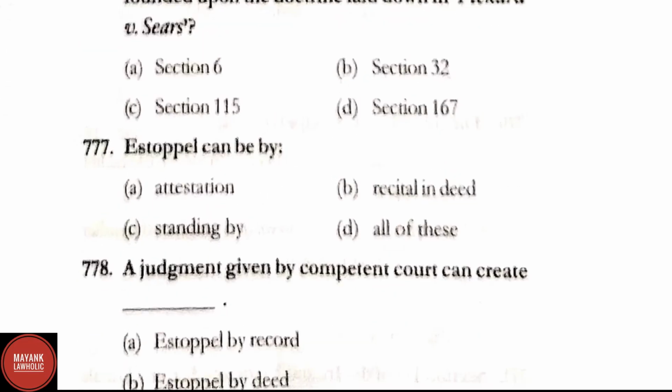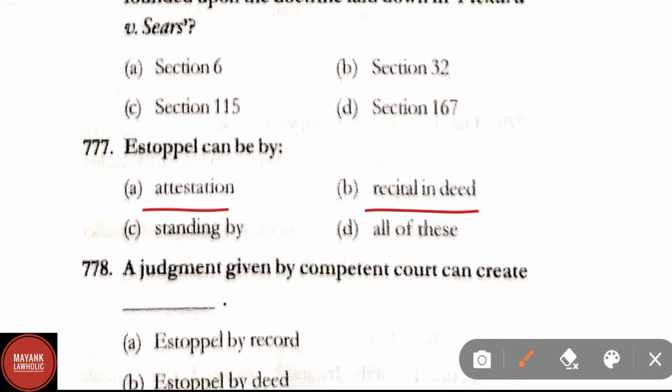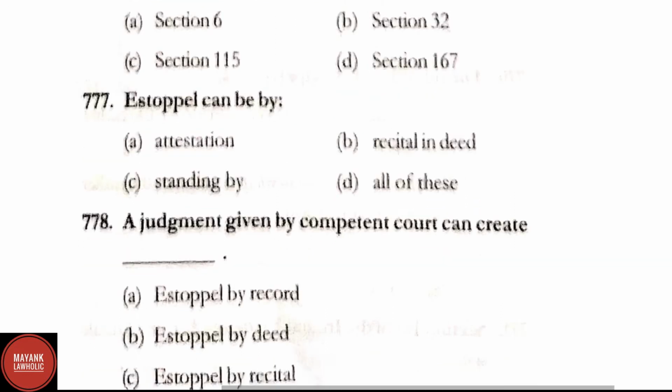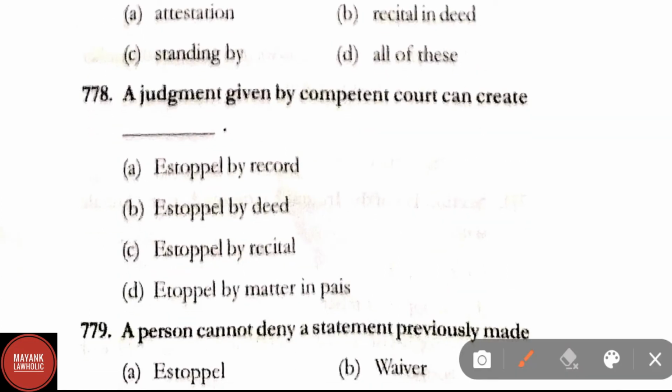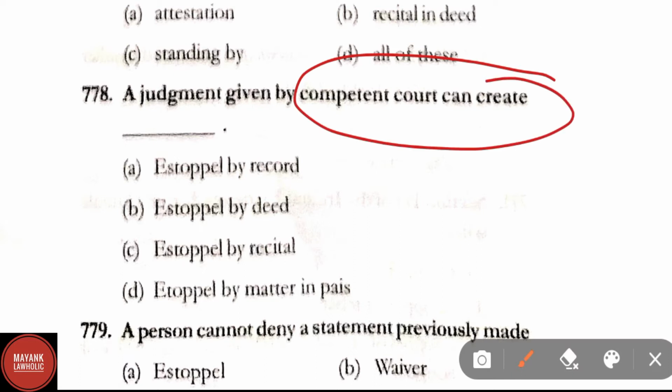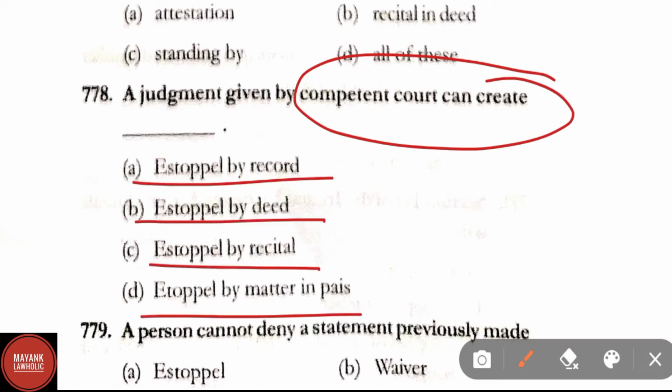Question number 777. Estoppel can be attestation, recital in deed, standing by, all of these. Correct answer is option D, that is all of these. Question number 778. A judgment given by a competent court can create estoppel by record, estoppel by deed, estoppel by recital, estoppel by matter in pais. Here the correct answer is option A, that is estoppel by record.